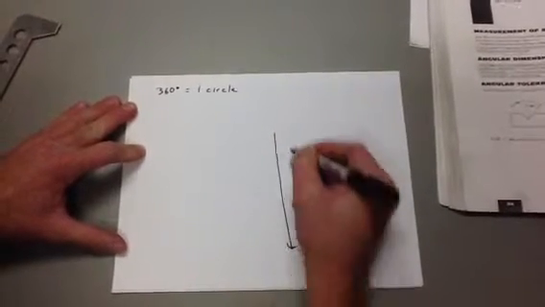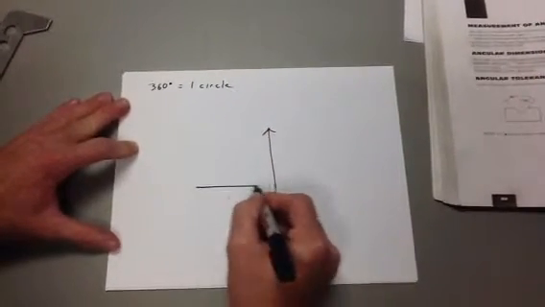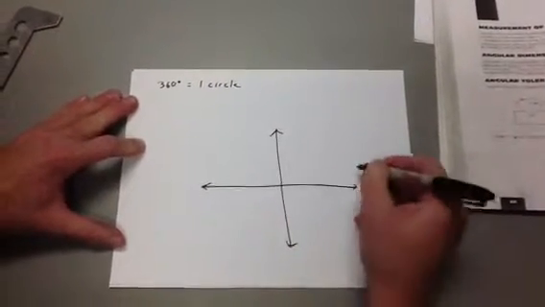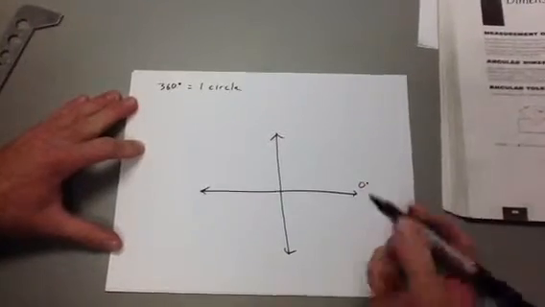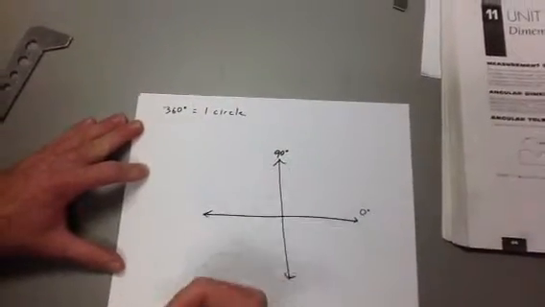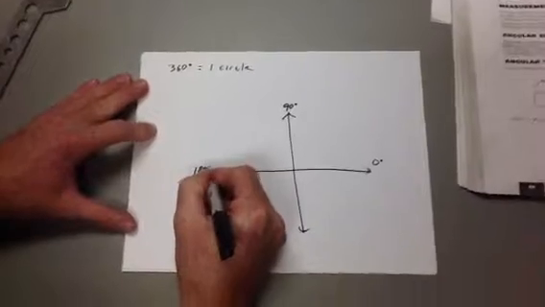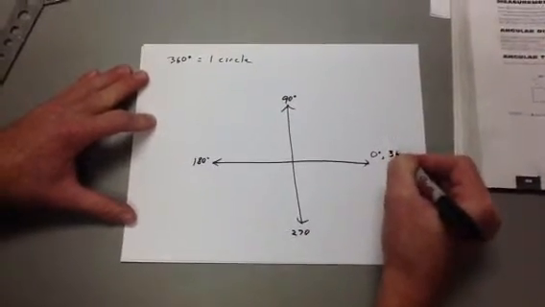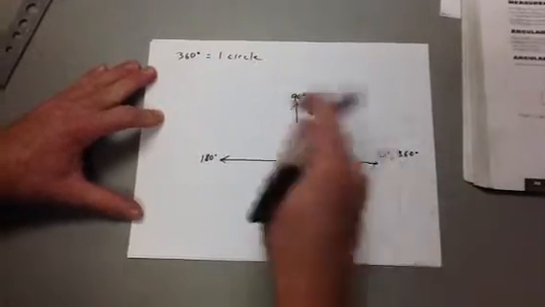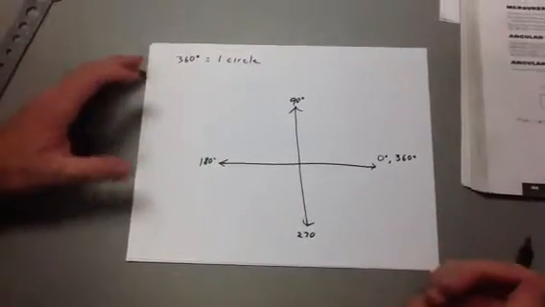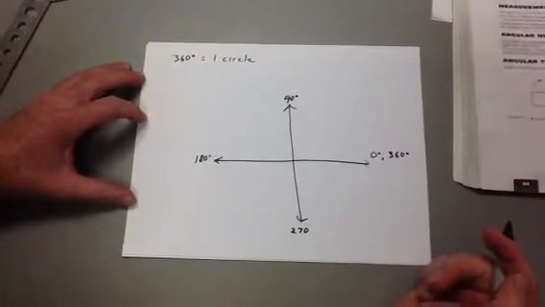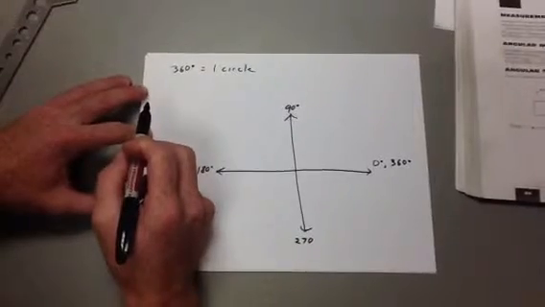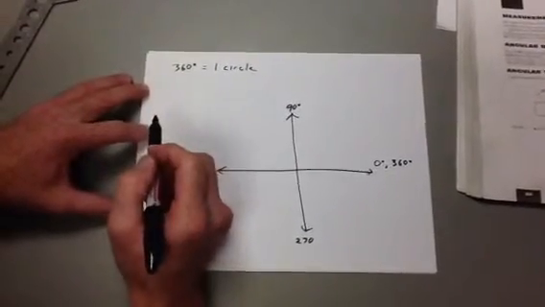So, if I came down here and split this thing up, and most of you will recognize this as the X and Y axis, 0 degrees would be over here, 90 degrees, 180 degrees, 270, and then back to 360. That would complete a full circle. That's how we measure a circle in degrees. Of course, the little round symbol up here stands for degrees.